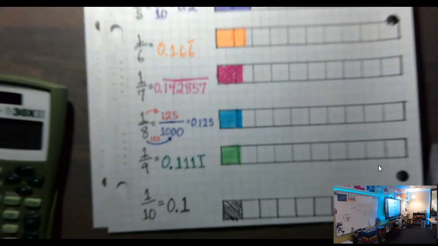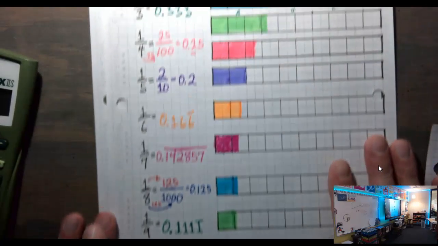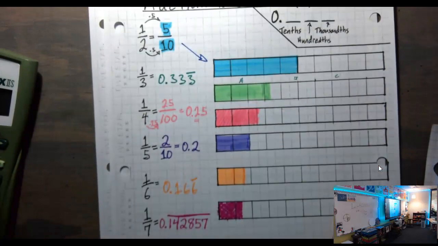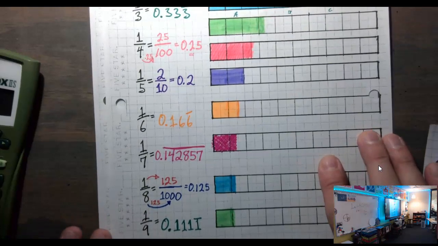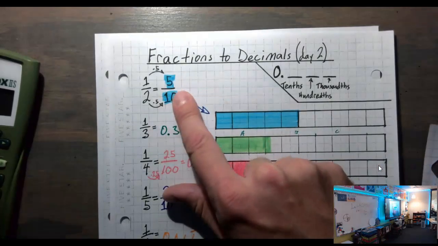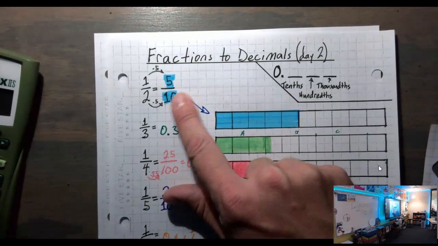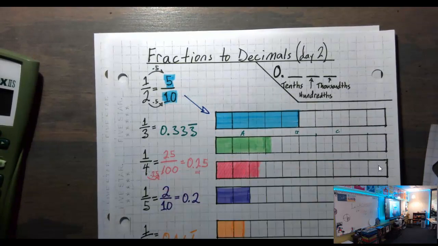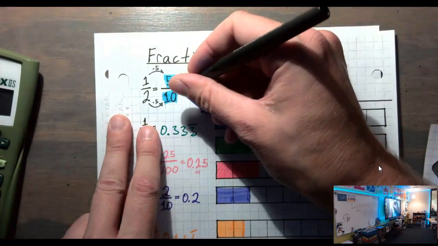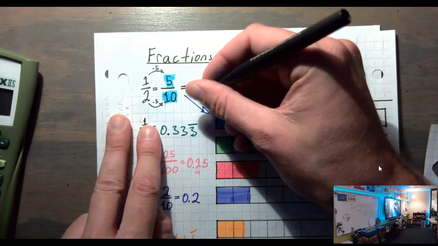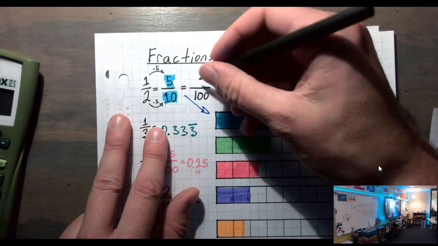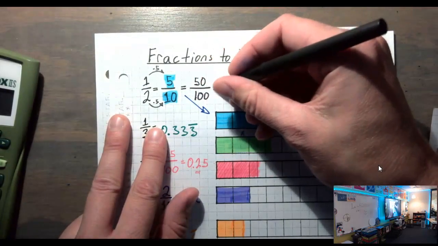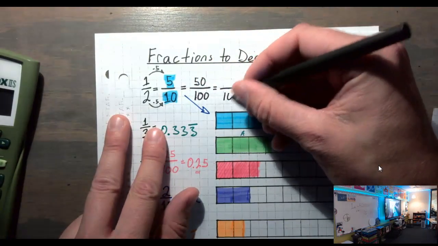And your paper should look something similar to this. Now up here is a nice place to give a reminder. Can 5/10 nicely turn into something over 100? What would it be over 100? What about over 1,000?